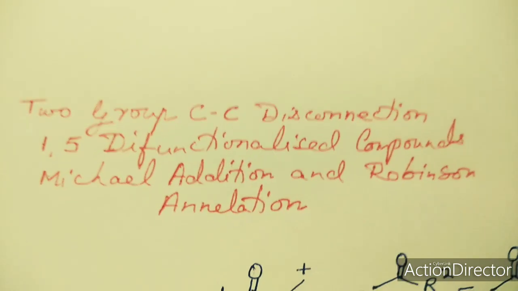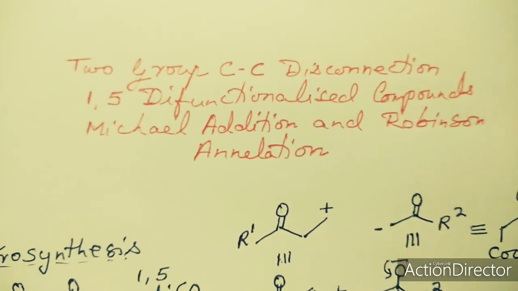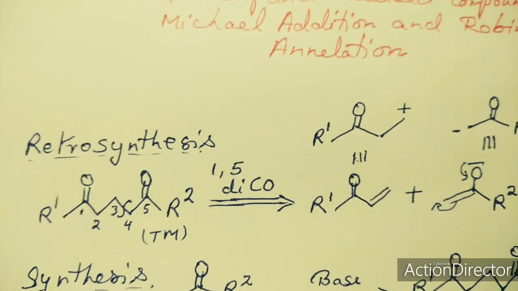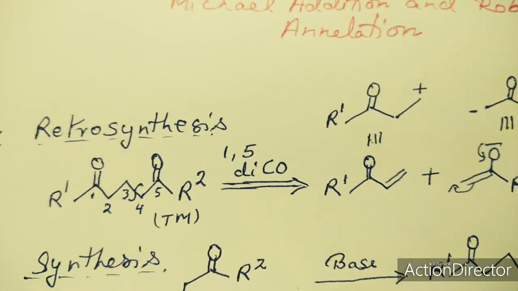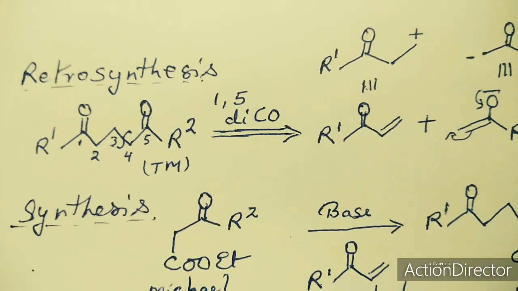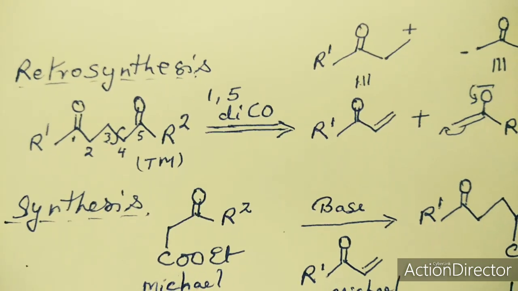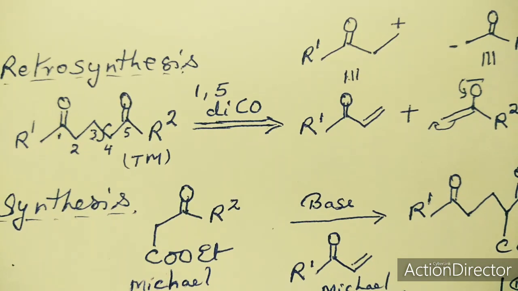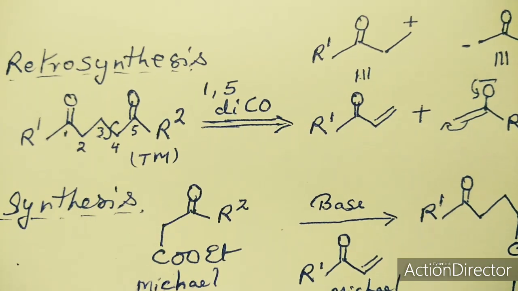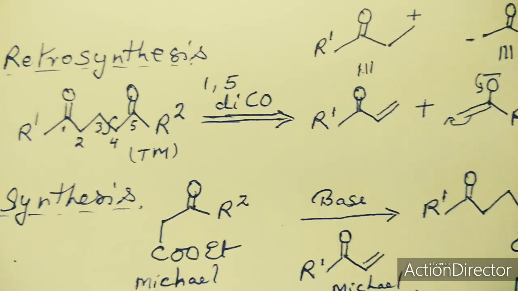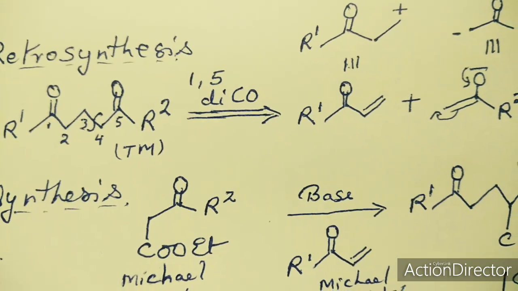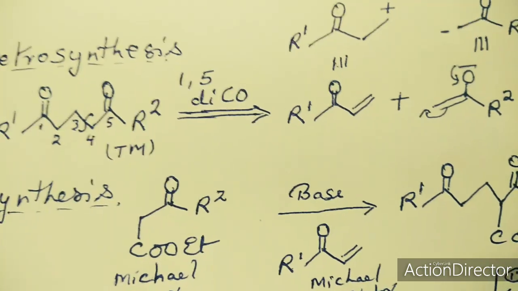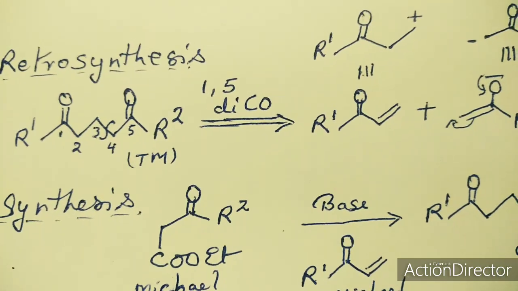So the first example we will be dealing with in this context shows in which way we can deal with this 1,5-dicarbonyl disconnection. The two functional groups are these two carbonyls, as can be seen: 1, 2, 3, 4, 5, placed in position 1 and 5 with respect to each other. So this is our target molecule.